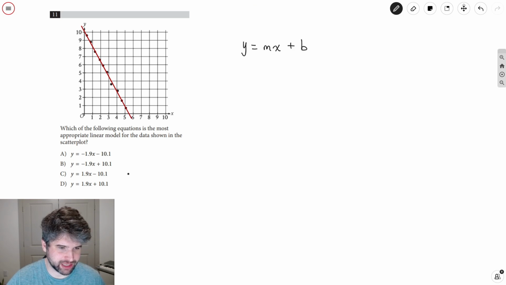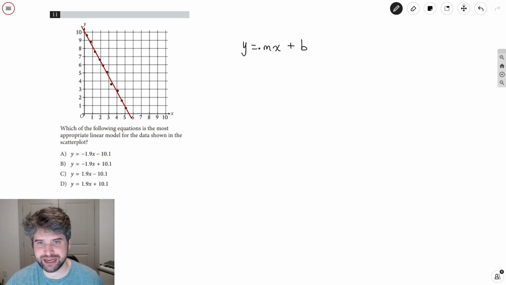Negative 10.1, because this is the same thing as 1.9x plus negative 10.1, right? That would be mx plus b. This is b, negative 10.1. That is the y-intercept. That's where the line crosses the y-axis.